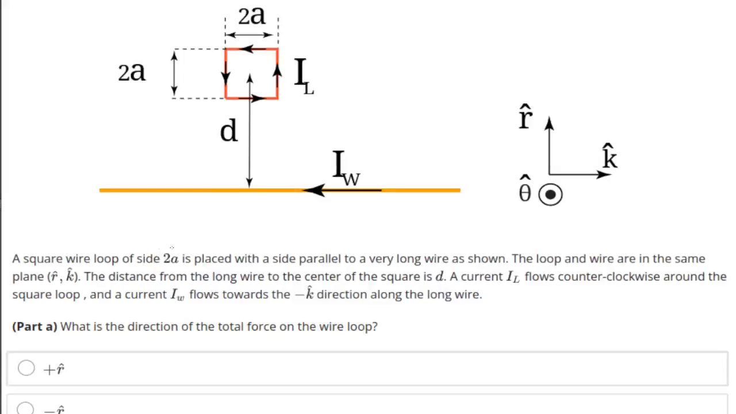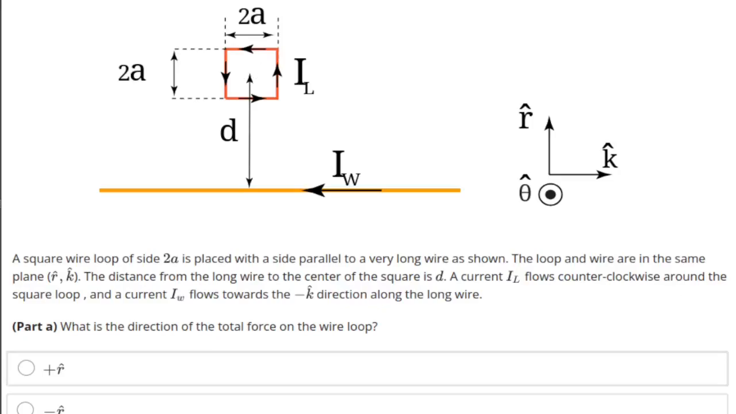A square wire loop of side 2A is placed with a side parallel to a very long wire, as shown. The loop and wire are both in the R-K plane, and the distance from the long wire to the center of the square is D. A current I_L flows counterclockwise around the square loop, and a current I_W flows towards the -K direction along the wire. What is the direction of the total force on the wire loop?